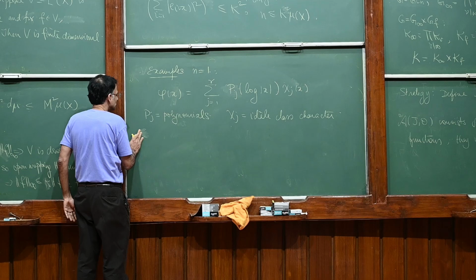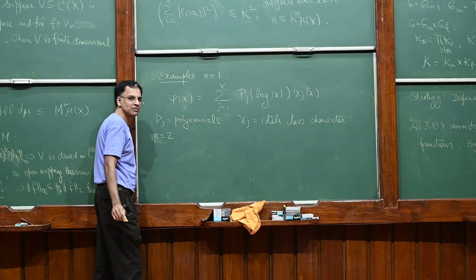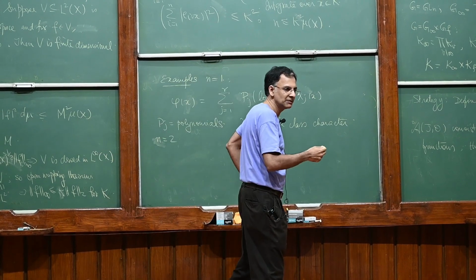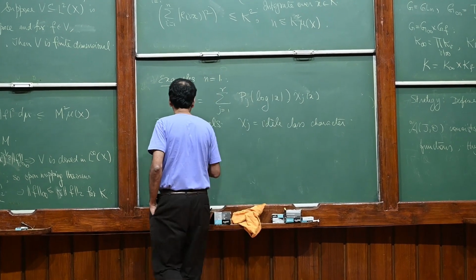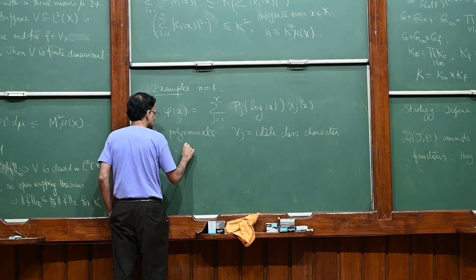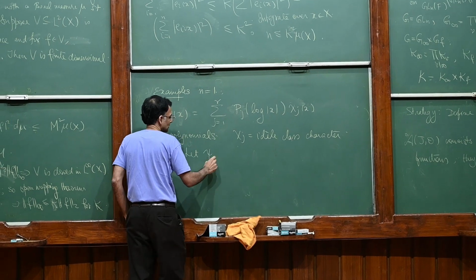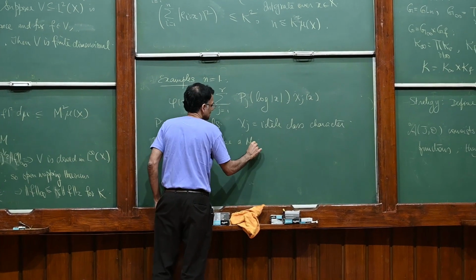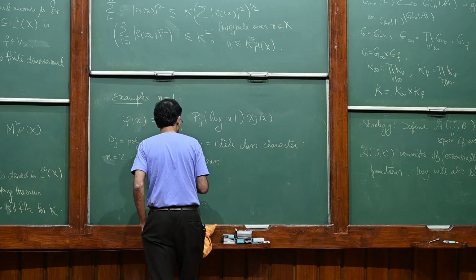So when we have n equals 2, we saw some examples in Sandeep's talk yesterday. So you can start with a Maass form, right? So let's give a name. Let psi be a Maass form, as in Sandeep's talk.